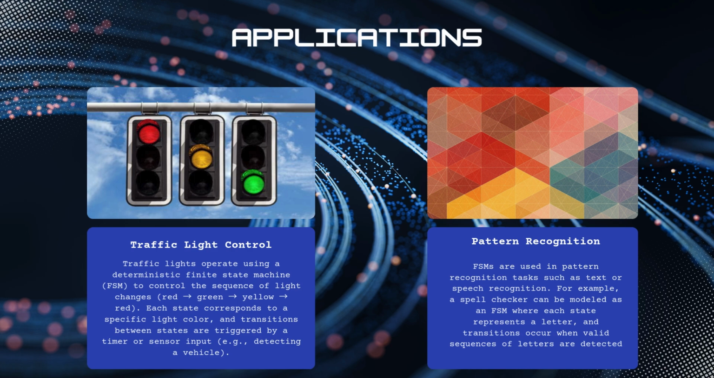Another one is pattern recognition. Finite state machines are used in pattern recognition tasks such as text or speech recognition. So for example, a spell checker can be modeled as an FSM, or finite state machine, where each state represents a letter, and transitions occur when a valid sequence of letters is detected.